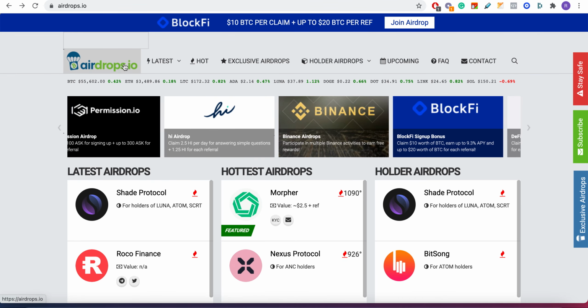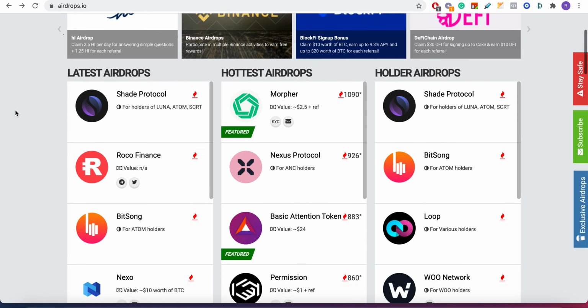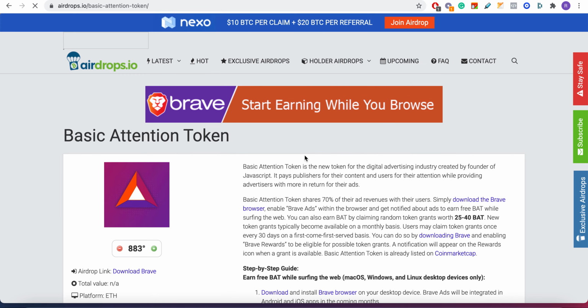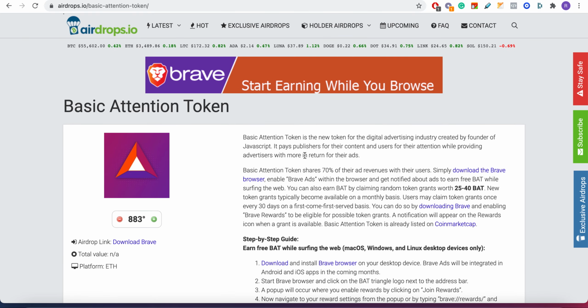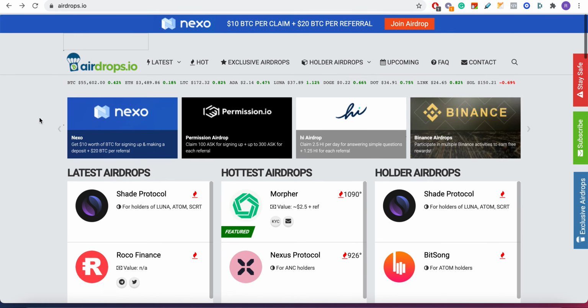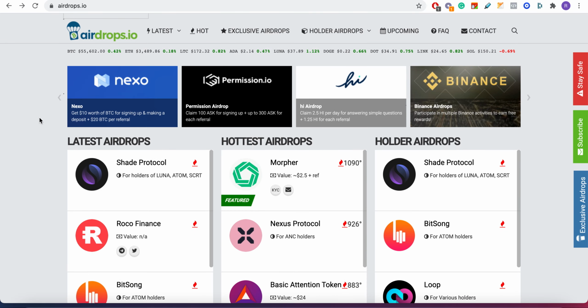If you go to airdropsio.com, you will see a lot of things. For example, BAT. What is BAT? It's valued at about $24. If you click here, you will see you need to download the BAT browser, and when you browse, you keep earning. So there's a lot of things, just check it out. Not all are great, and some are junk.